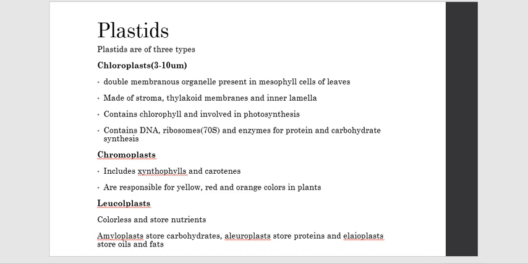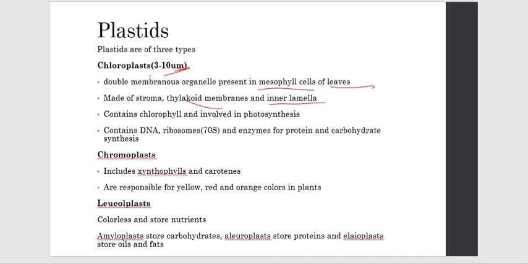Plastids. Plastids are basically involved in the process of photosynthesis, and they are of three types: chloroplast, chromoplast, and leucoplast. Each performs its own function. As we see through the electron microscope, we find that chloroplast is 3 to 10 micrometer in diameter, and it is a double membranous organelle present in mesophyll cells of leaves, made of stroma, thylakoid membranes, and inner lamella. This is the structure of the chloroplast.